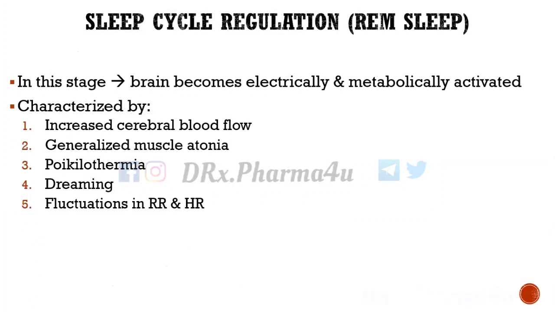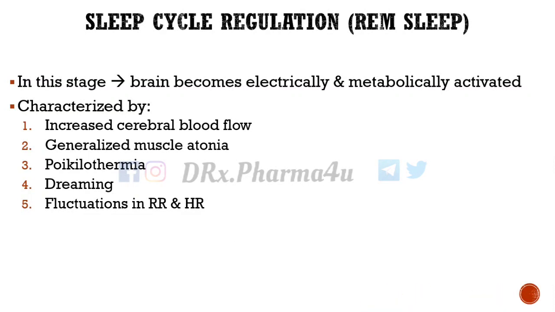Now, when we talk about REM sleep, in this stage the brain becomes electrically and metabolically activated. That is characterized by increased cerebral blood flow and generalized muscle atonia. Atonia, always remember, wherever you come across the prefix A, it means it is negligible or not there. Like aphasia, that means difficulty in speaking, the person is not able to speak. So atonia means there will be no tonicity of the muscle, meaning the body will not be moving.